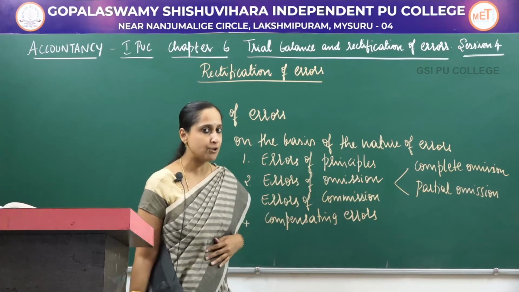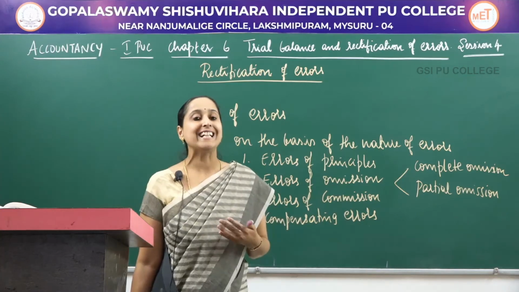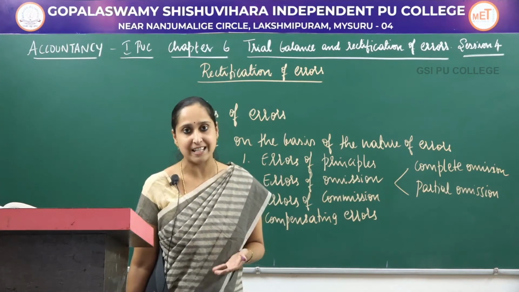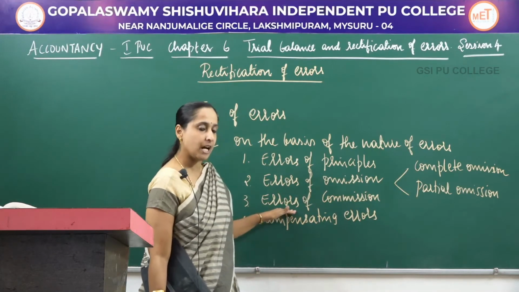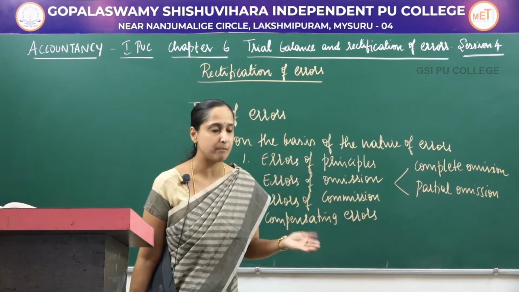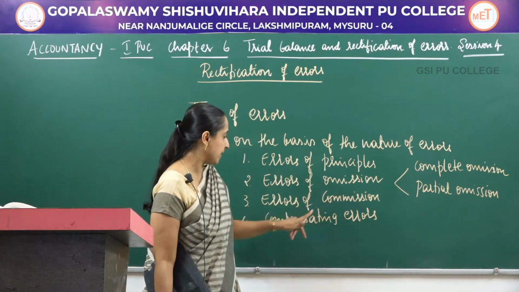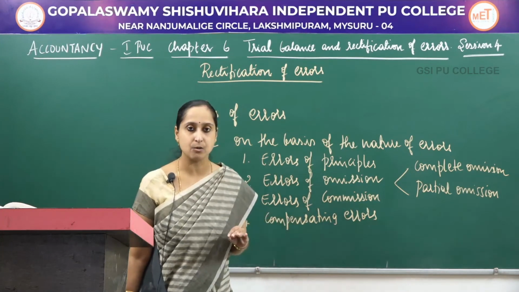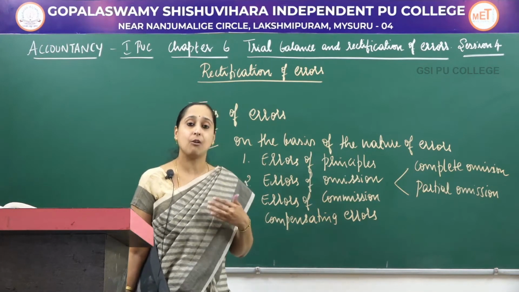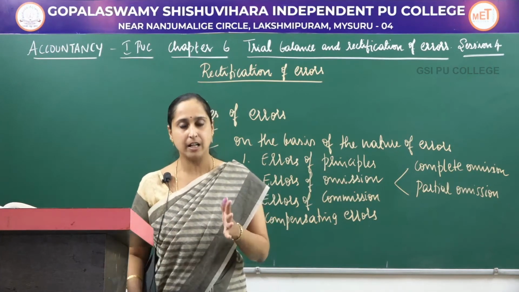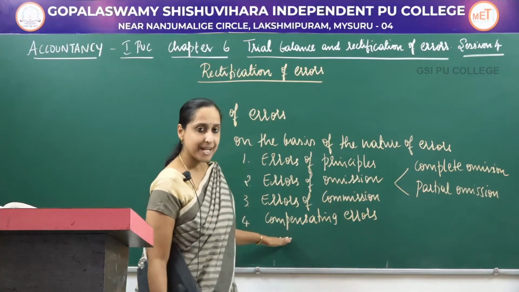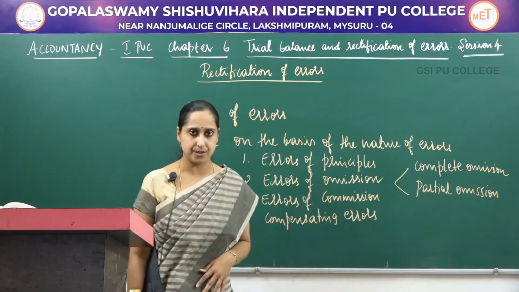Next is error of commission. Error of commission means when you incorrectly record the transactions in the books of accounts, that we call it as errors of commission. Next is compensating errors. Compensating error means if you have already committed one mistake and that mistake is covering another mistake, that we call it as compensating error. So these are the different types of errors.